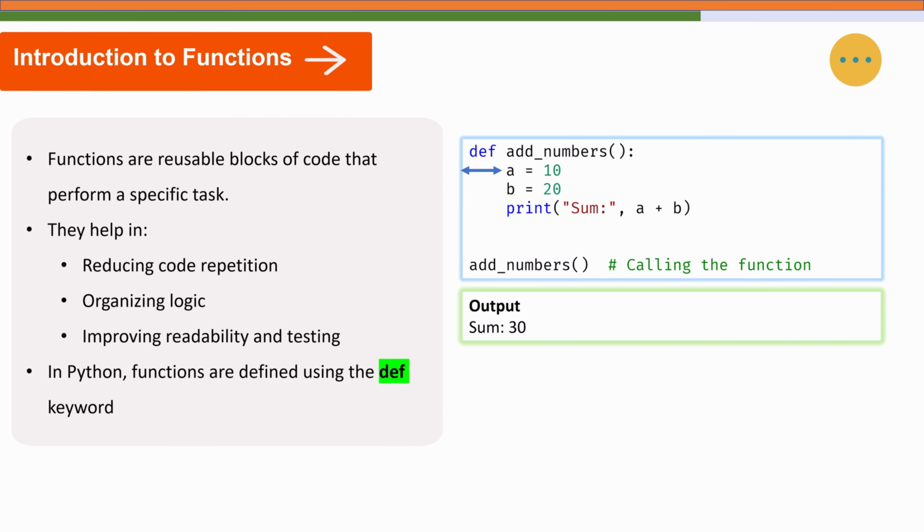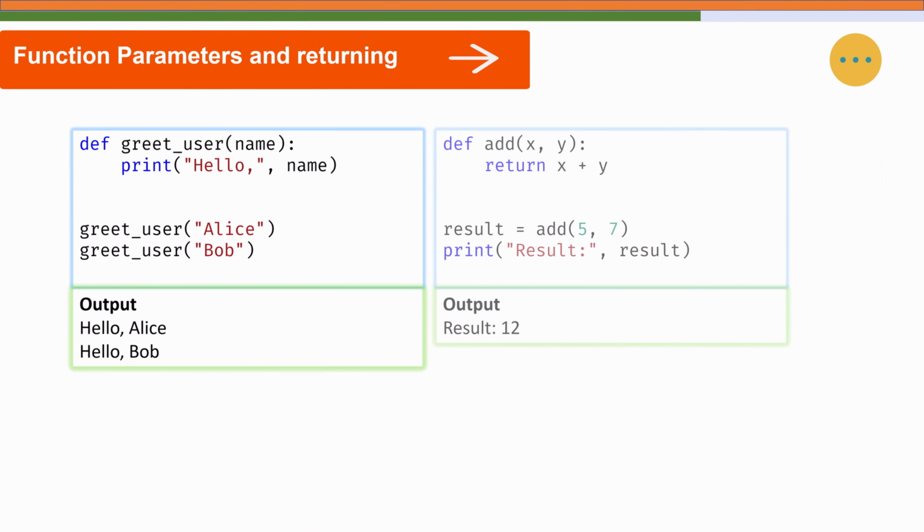Functions can take parameters, which are special variables that receive data from the caller. Each time you call the function, you can pass different values to it. These input values are known as arguments. Functions can return results using the return keyword. When Python hits return, it sends the result back to the caller and exits the function. The returned value can be stored in a variable, used in an expression, or passed to other functions.